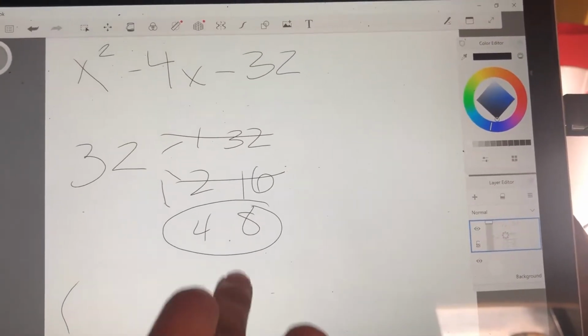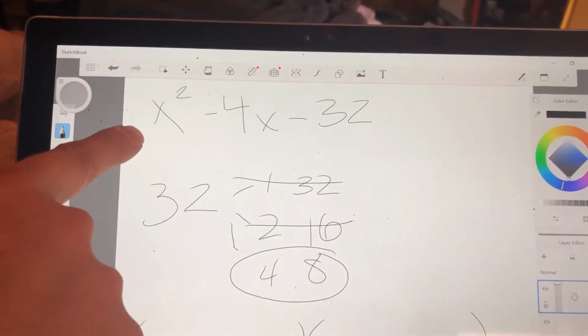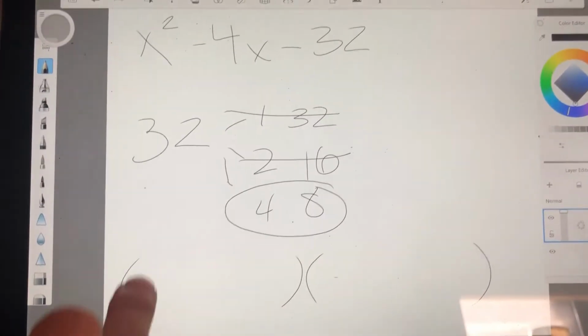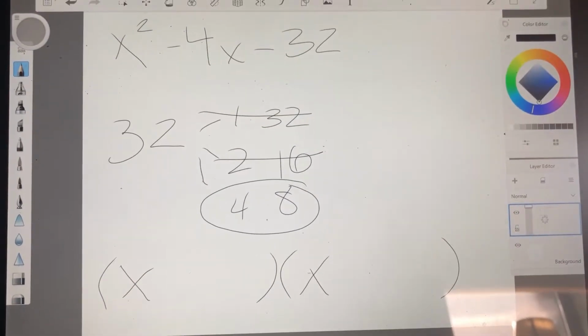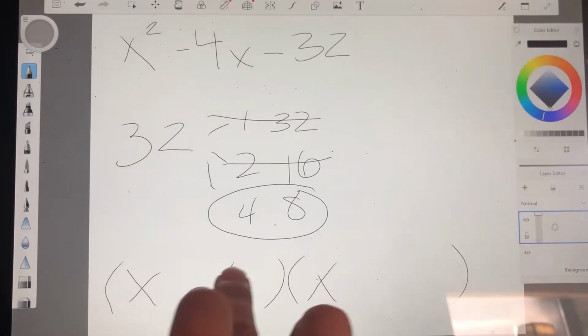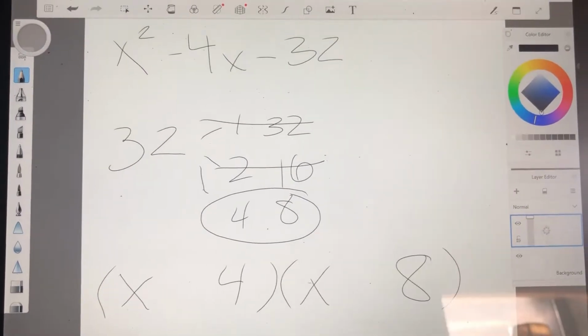Now I can set up my parentheses. Since this only has an x squared at the front, that means that there's going to be an x in each parentheses. I don't have to worry about having a coefficient there. As I said, I know my other numbers are going to be 8 and 4.